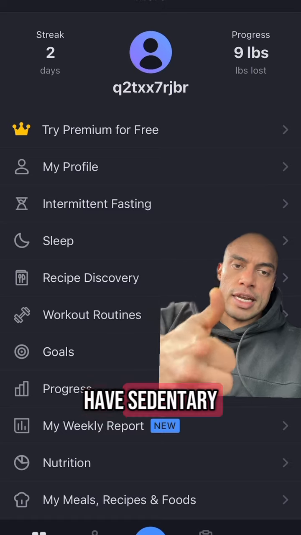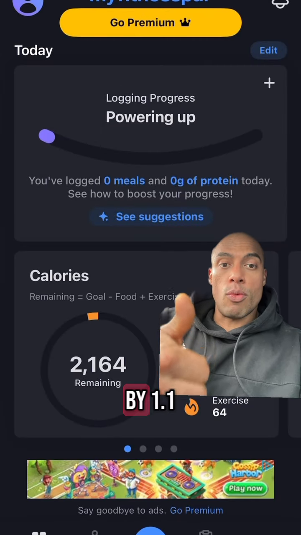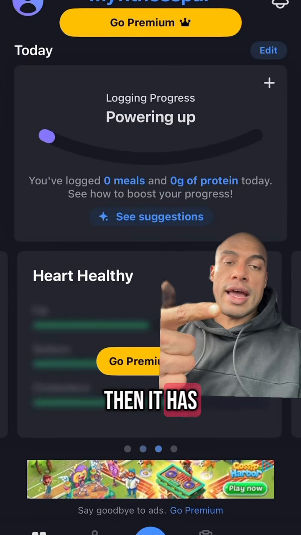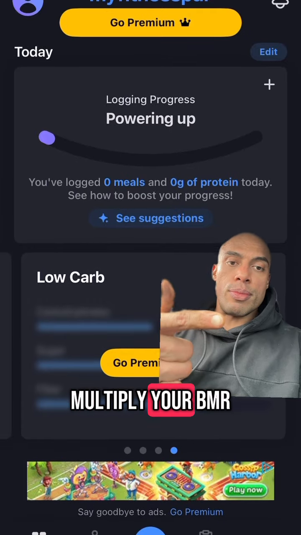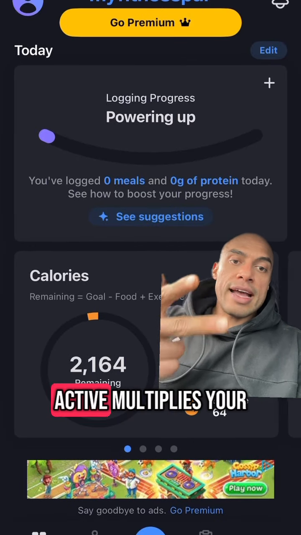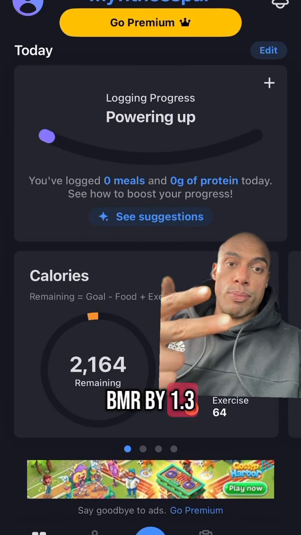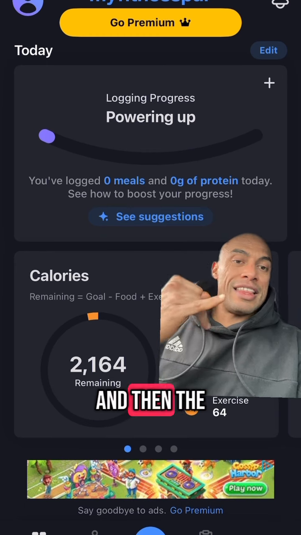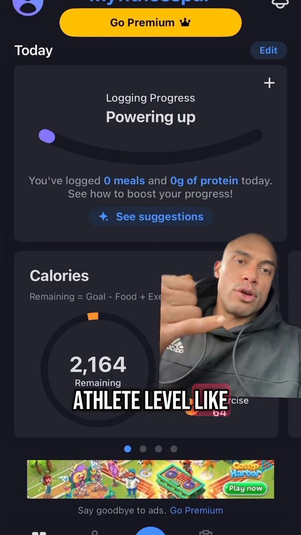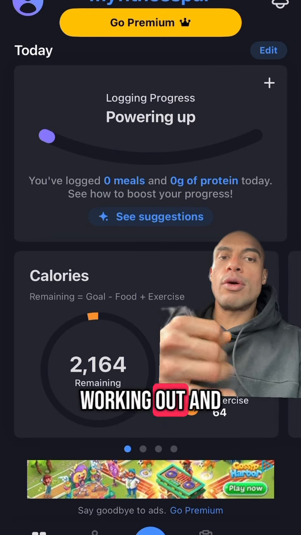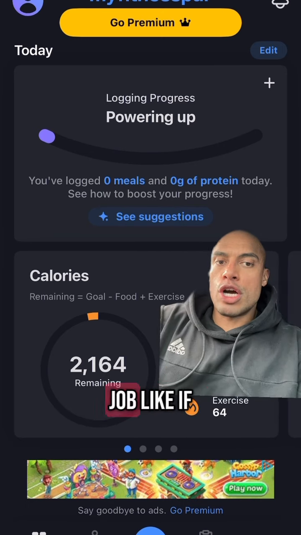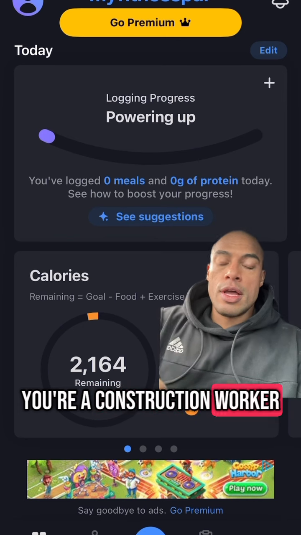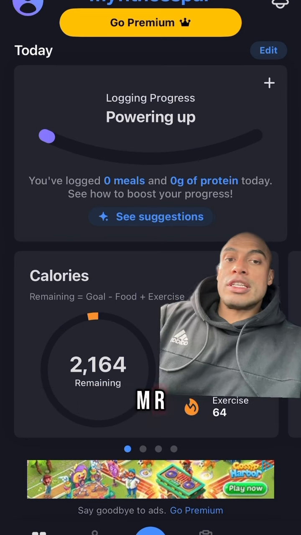You have sedentary, which is going to multiply your BMR by 1.1. Then it has lightly active, which is going to multiply your BMR by 1.2. Active multiplies your BMR by 1.3. Very active, BMR times 1.4. And then the other one is like athlete level, like you're doing 2-a-days, or if you're working out and you have like a very active job, like if you're a construction worker. And that's going to multiply your BMR times 1.5.